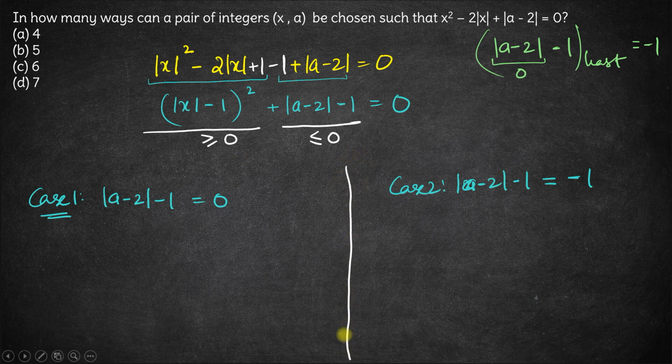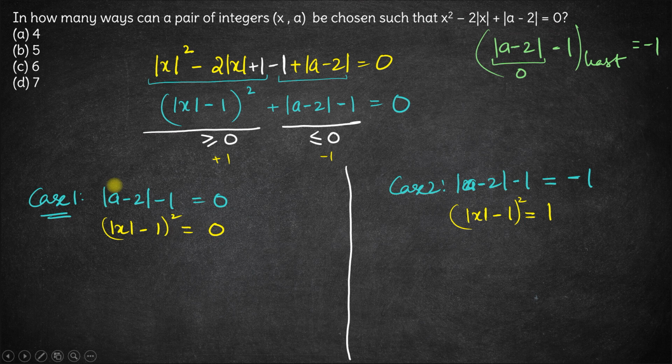Correct? Now think about it. If this is 0, for the sum to be 0, this will also have to be 0. That means mod of x minus 1 should also be 0. Also if this is minus 1, in that case for the sum to be 0, this has to be plus 1. So mod of x minus 1 whole square is 1. That means mod of x minus 1 can be either plus 1 or minus 1. So basically what we have is that mod of x minus 1 whole square is 0 in one case and mod of x minus 1 whole square is 1 in the other. This is what we have.